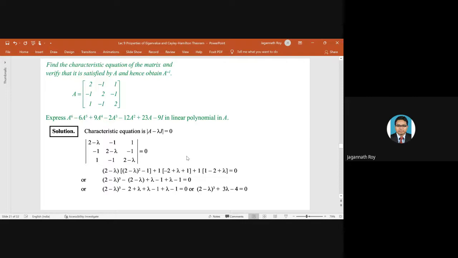So 3 by 3 order. Now we have to apply. First, we have to show that it satisfies the characteristic equation. Then we have to find the inverse. So 3 tasks here. One, find the characteristic equation. Okay, verify Cayley-Hamilton theorem.